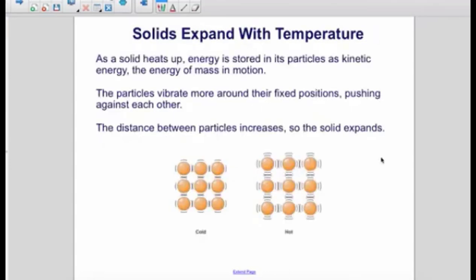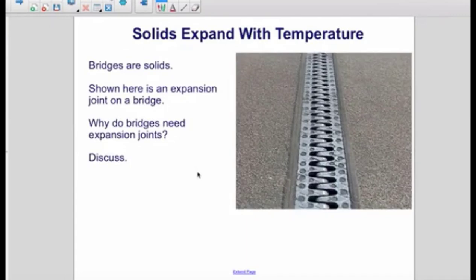As a solid heats up, energy is stored in its particles as kinetic energy, the energy of mass in motion. The particles vibrate more around their fixed positions, pushing against each other. The distance between particles increases, so the solid expands. Bridges are solids. Shown here is an expansion joint on a bridge. Why do bridges need expansion joints?